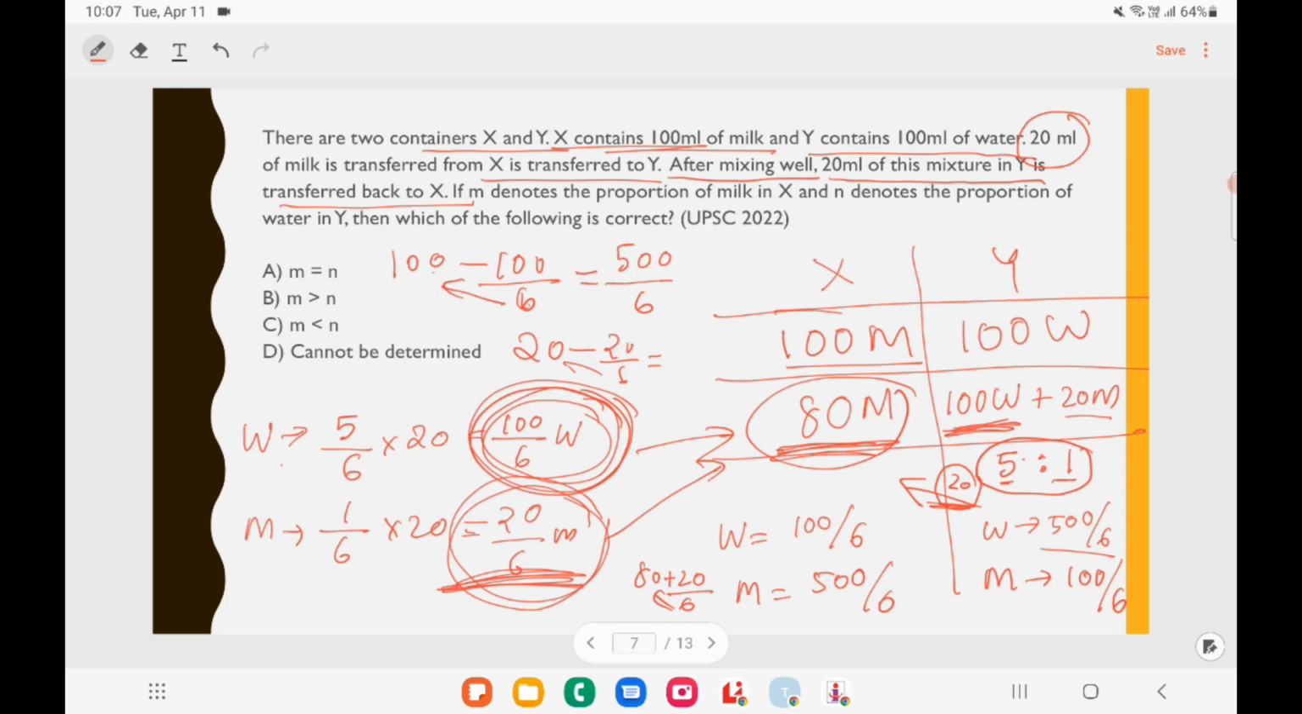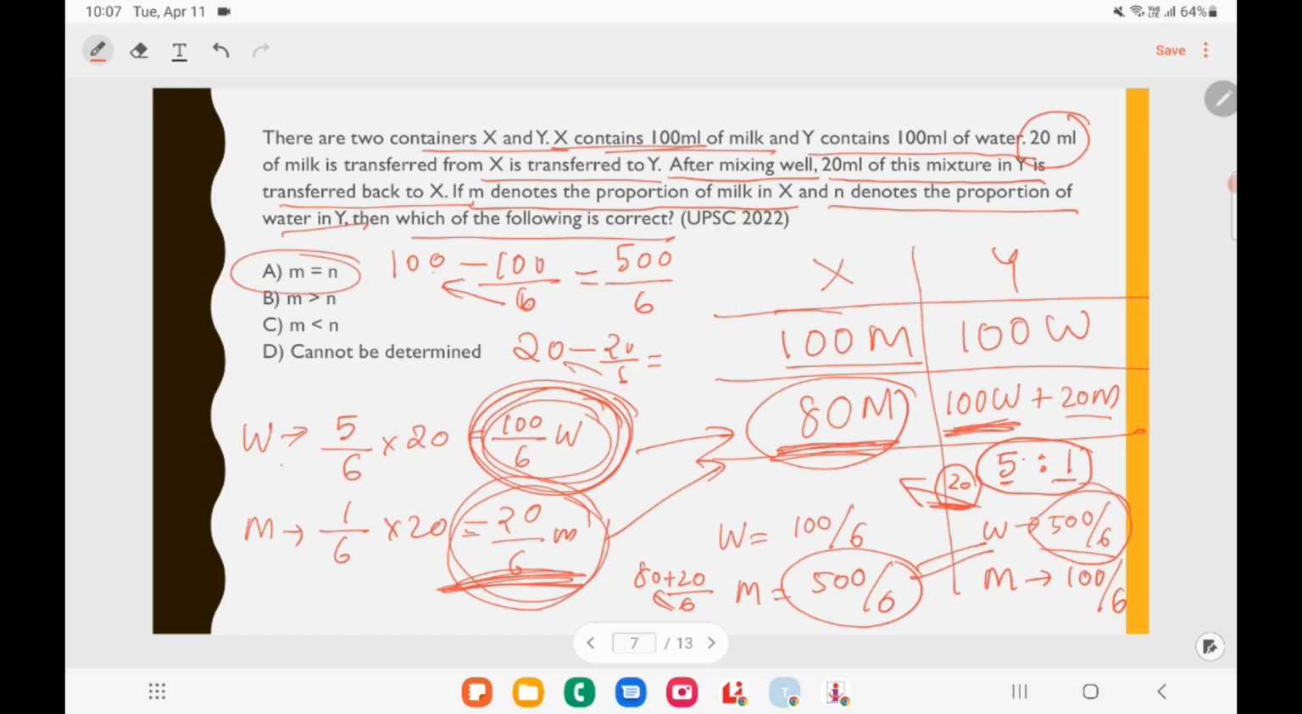Finally, the question has asked, if M denotes the proportion of milk in X, so milk in X is 500 by 6, and N denotes the proportion of water in Y, water in Y is again 500 by 6. It is actually equal. So which of the following is correct? The answer is M is equal to N.